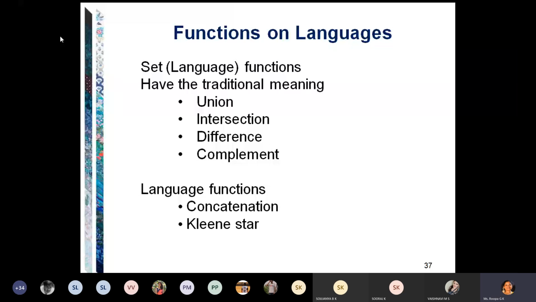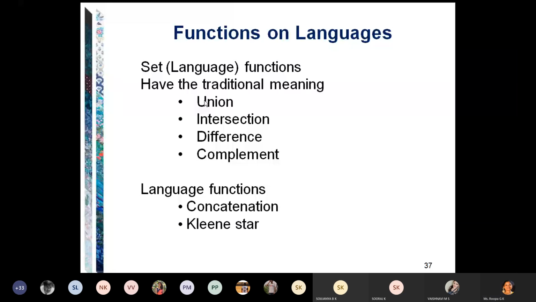Now, let us study some of the functions today. It is a theoretical topic; in the last 15 minutes, we will discuss some problems. On languages, we have basic set theory functions, namely union, intersection, difference, and complement.